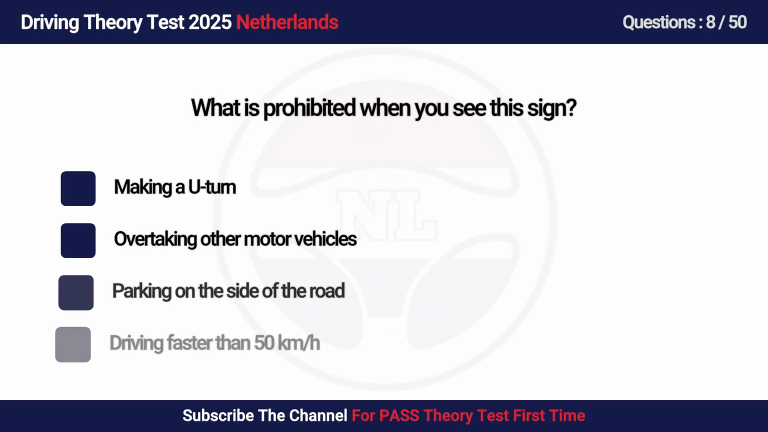Question 8. What is prohibited when you see this sign? A. Making a U-turn. B. Overtaking other motor vehicles. C. Parking on the side of the road. D. Driving faster than 50 km per hour.